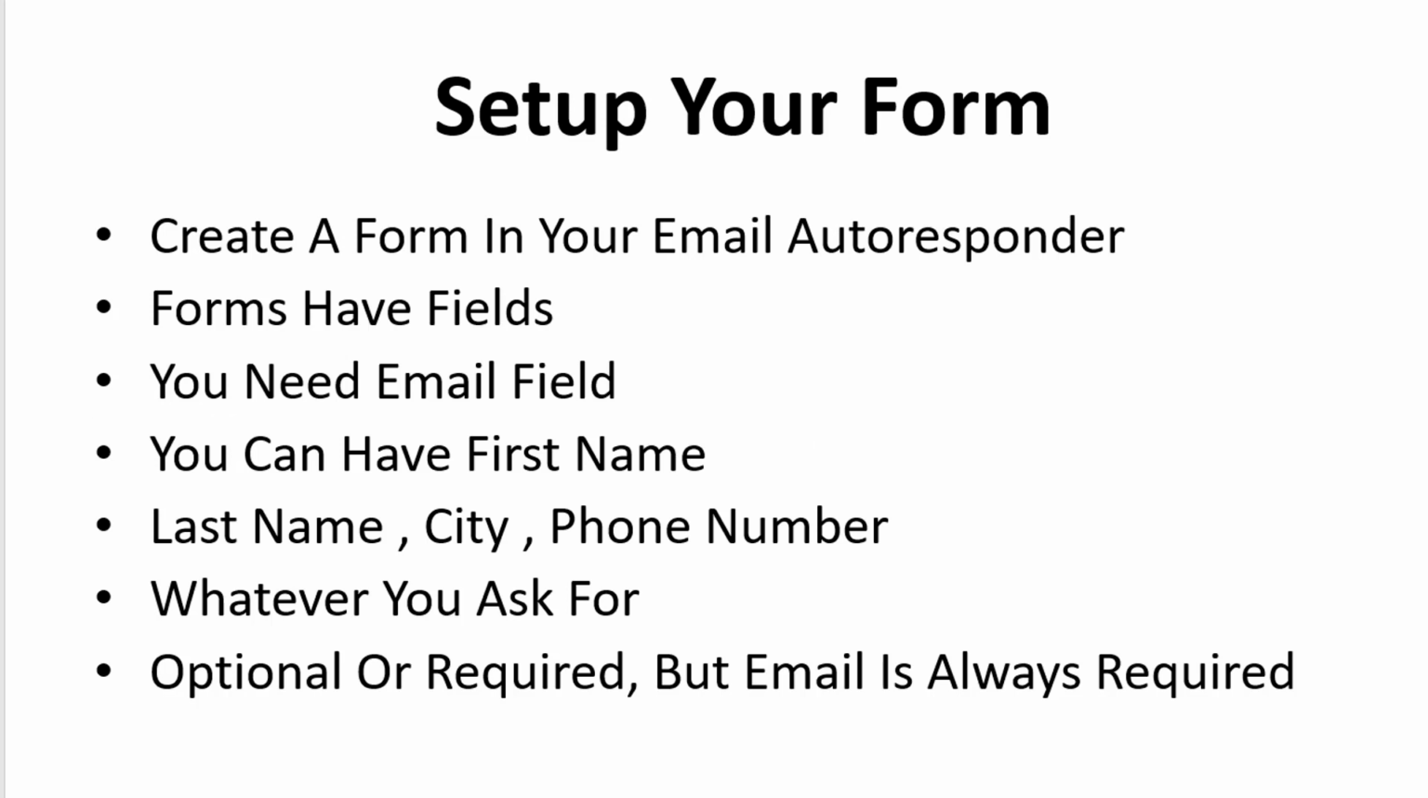Next, we want to set up the form. That's going to be over in our email autoresponder. We just set up a form and put in whatever fields we want. The great thing is we can make the fields either optional or required. The email field is always going to be required, but we can also ask for first name, last name, the city they're in, even their phone number if we want. And when you make these optional, you'll be surprised how many people, if we say it's required to put in your name and email address but the phone number is optional, will just go ahead and put in their phone number anyway.